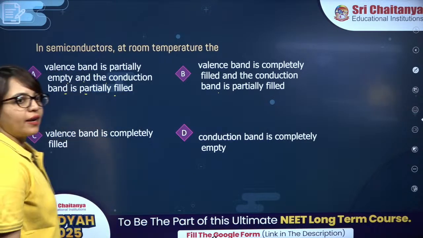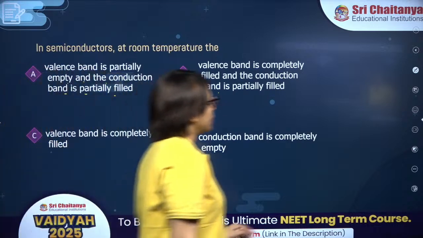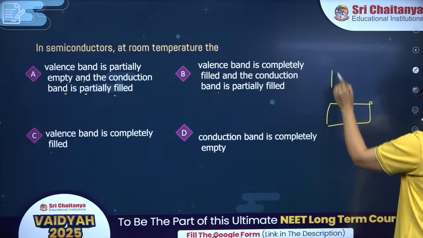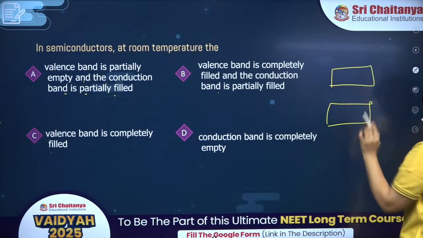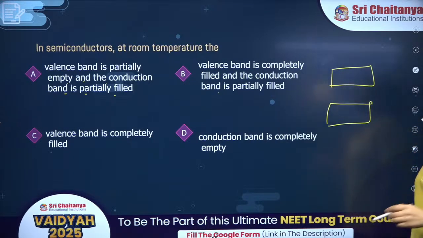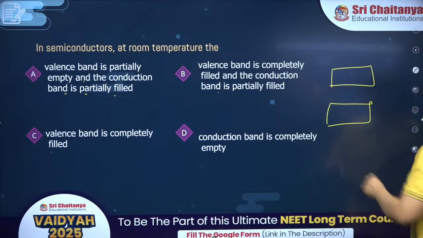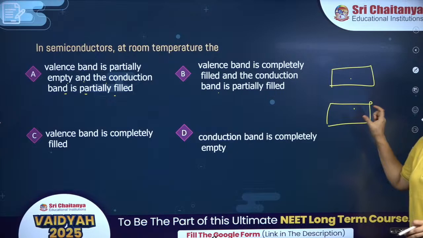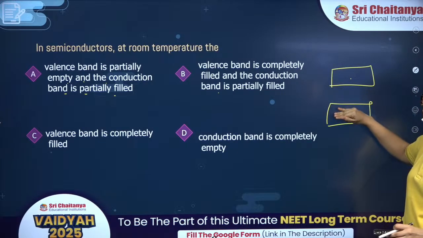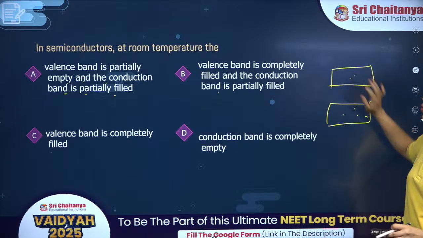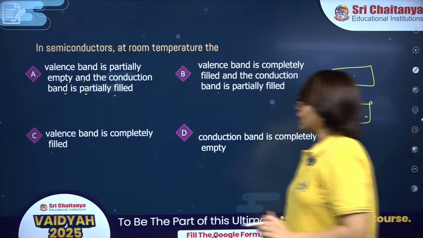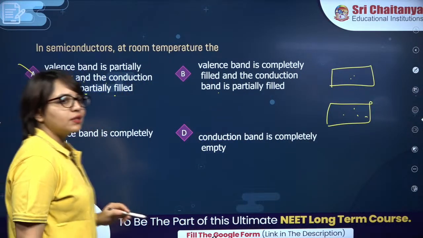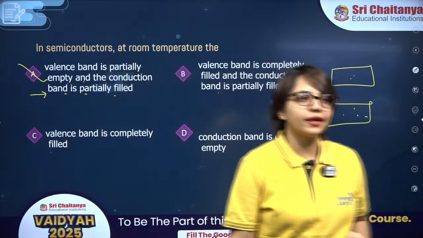In semiconductor at absolute zero temperature, the valence band is completely filled and conduction band is completely empty. This is at absolute zero temperature. But at room temperature, conduction band is partially filled and valence band is partially empty. Some of the electrons jump from valence to conduction band, right? So correct answer is option A. This is one of the important concepts of semiconductor.